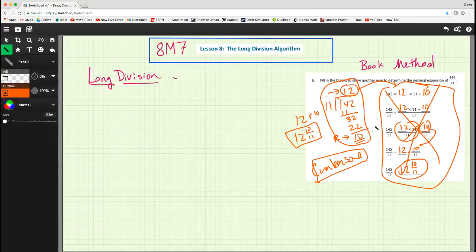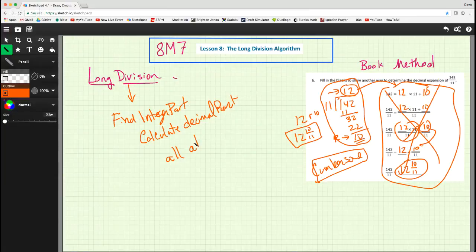So anyway, the process of long division is that we're going to find the integer part, and then we're going to calculate the decimal part all at once.